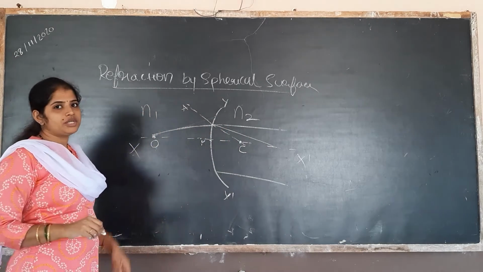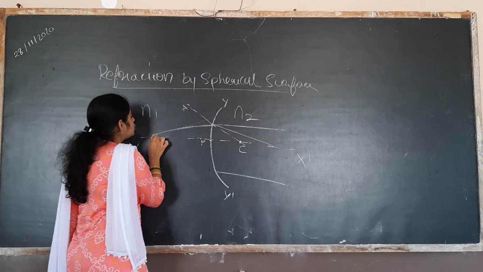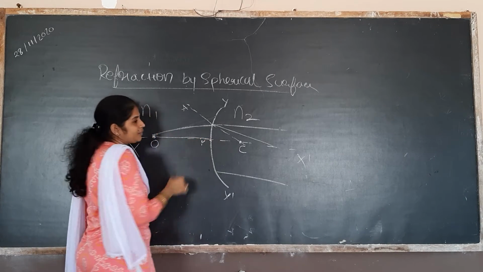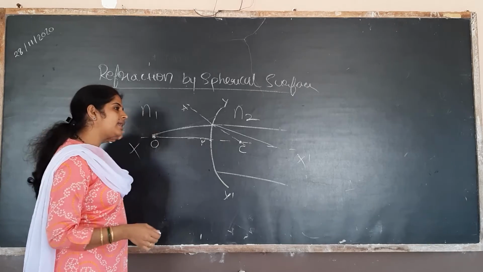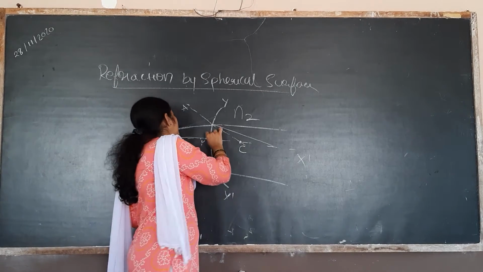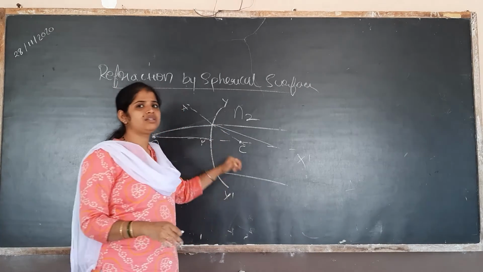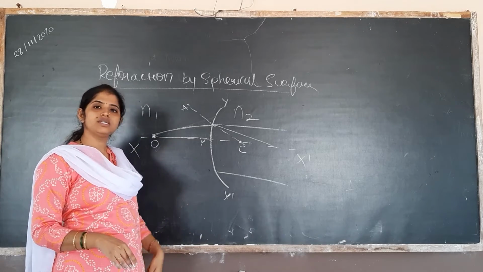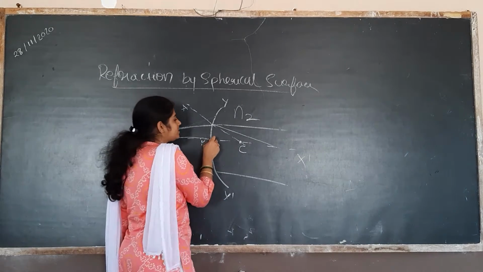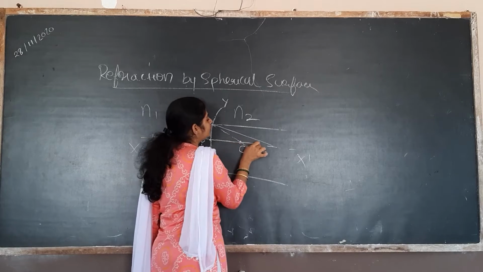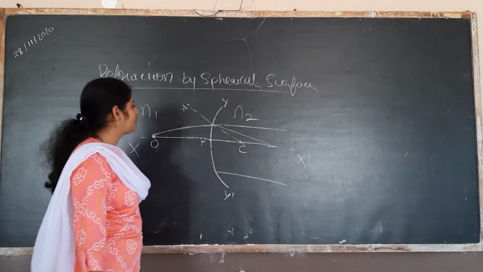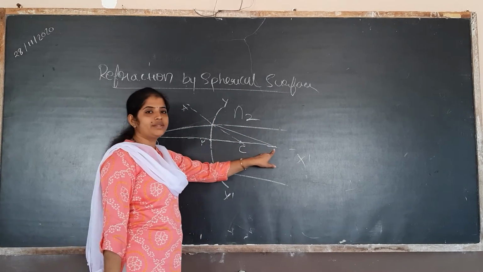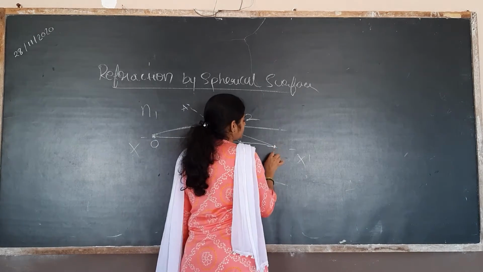In order to get the image, you should send two rays. This is another ray. This ray is exactly perpendicular, 90 degrees to the surface, so the angle of incidence is 0. It will not bend, it will go straight. So you get the image here.